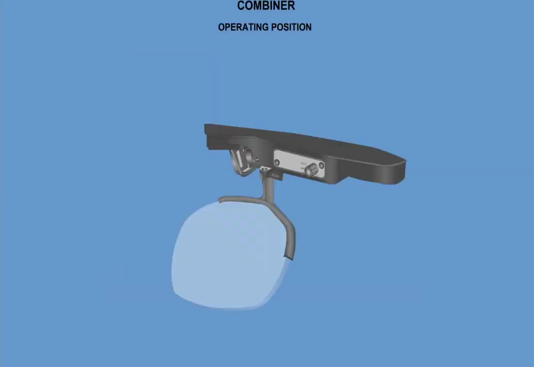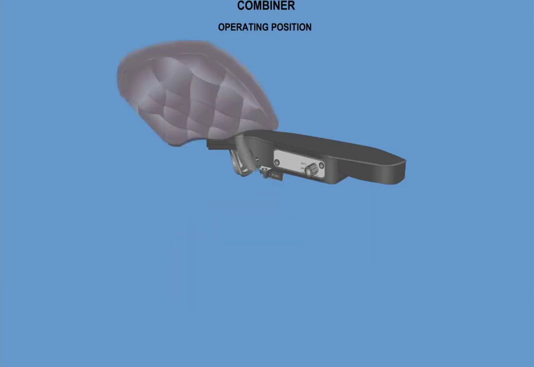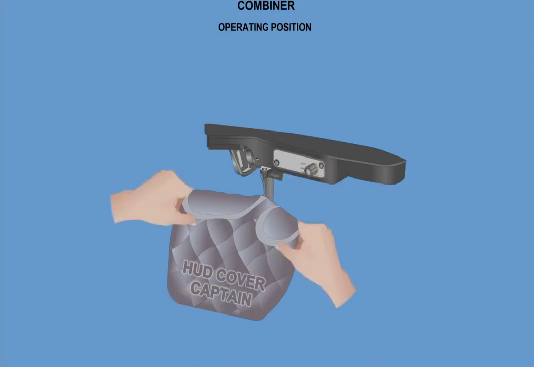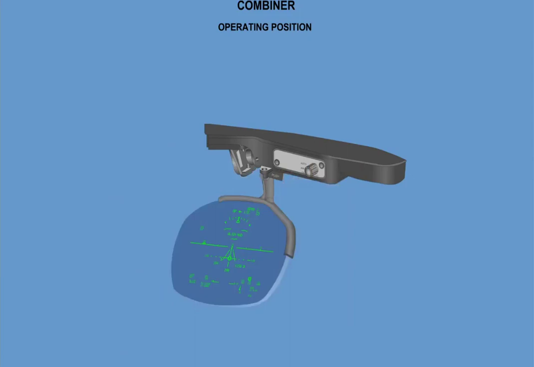Operating position. This is the position of the combiner while in use. To move the combiner glass from stow position to operating position, push the release lever, and hold the combiner arm by the side. Lower the combiner glass until it latches in the detent or operating position. Remove the cloth cover from the combiner glass.